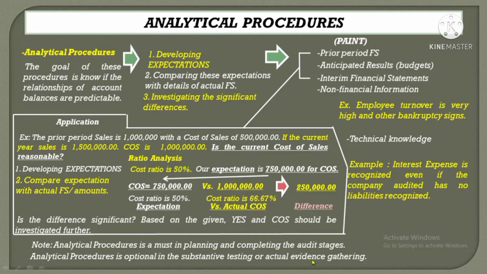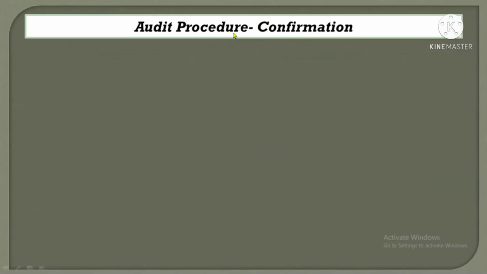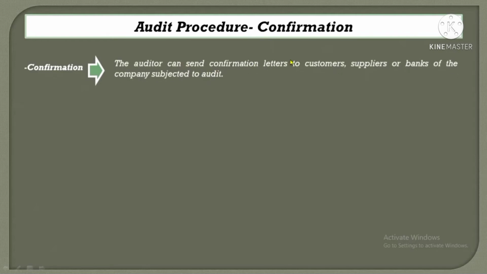of actual evidence gathering. We have here confirmation as an audit procedure. The concept of this is simple because this is just the sending of confirmation letters to customers. So if you are an auditor and you wanted to know if the receivables reflected in the financial statements of your audit client is correct, then you can send these confirmation letters. You can also send letters to suppliers to confirm the payables of the company that you're auditing.